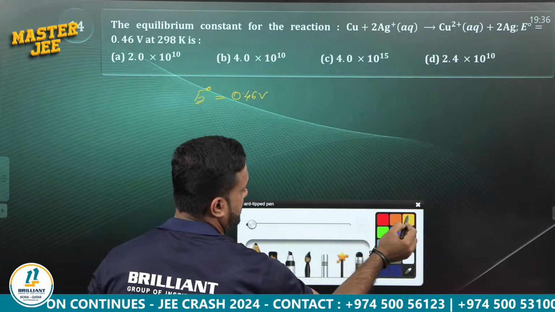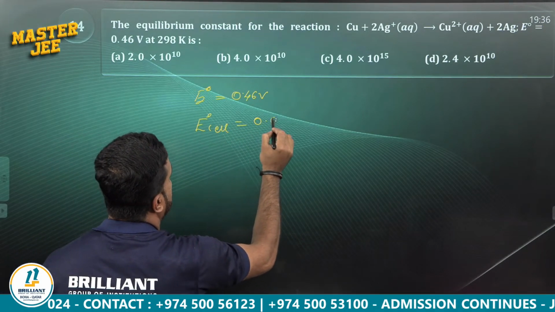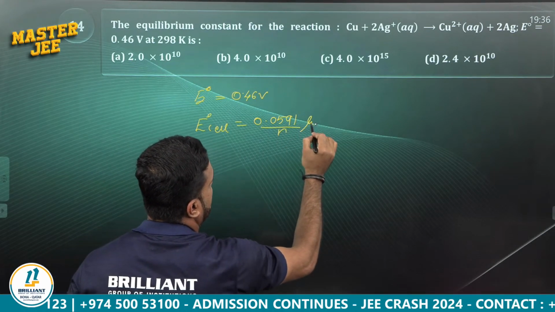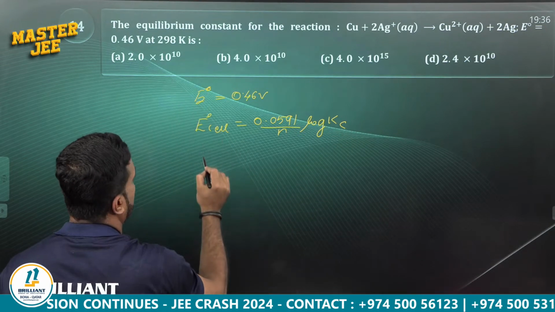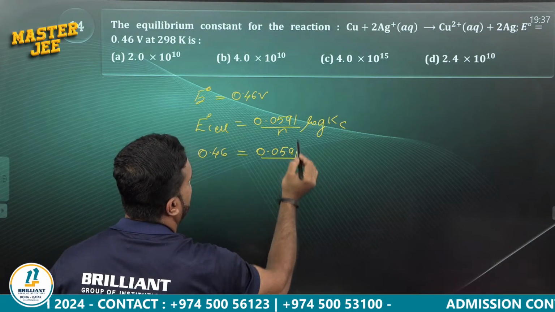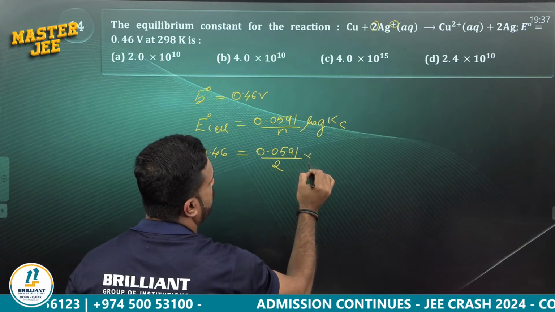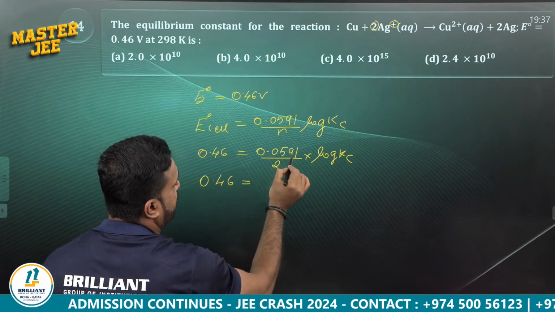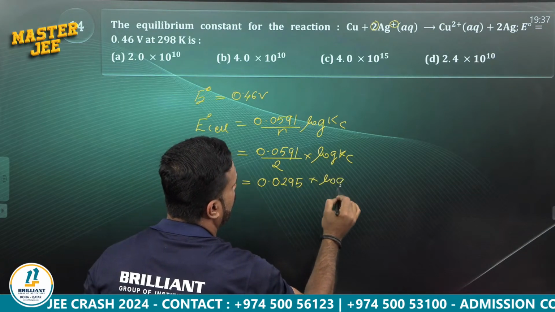You know there is a relation between E naught cell and the equilibrium constant. E naught cell is equal to 0.0591, because 298 is given, divided by n, log Kc. So I'll substitute the values: E naught cell is 0.46 is equal to 0.0591 divided by the number of electrons involved, which is 2, into log Kc. We know that 0.0591 divided by 2 will be 0.0295, correct, into log Kc.